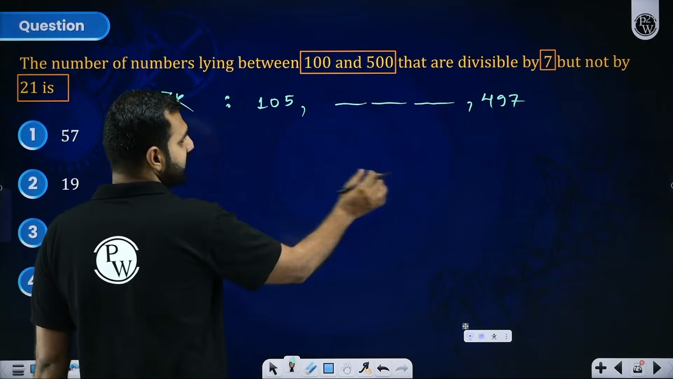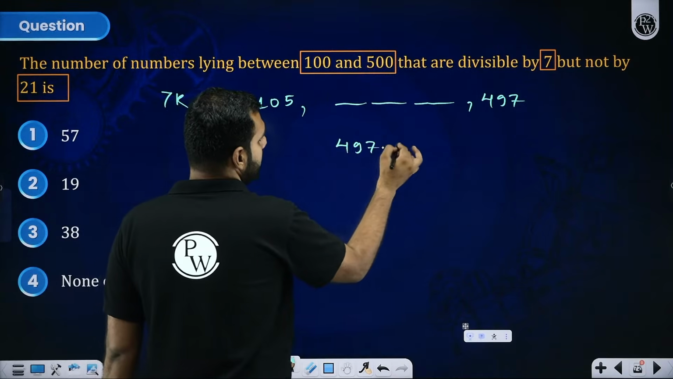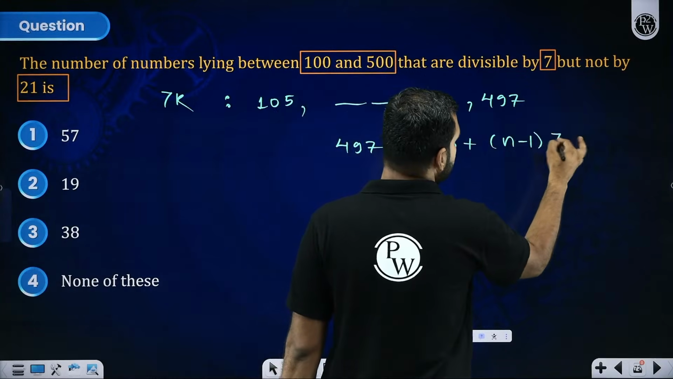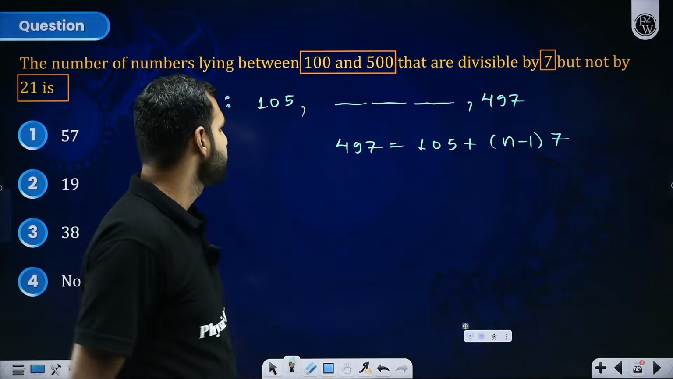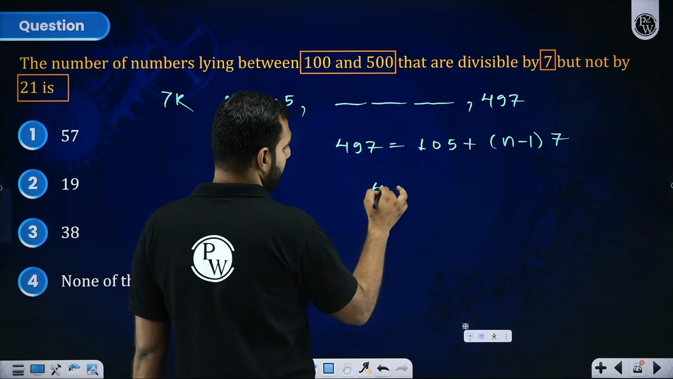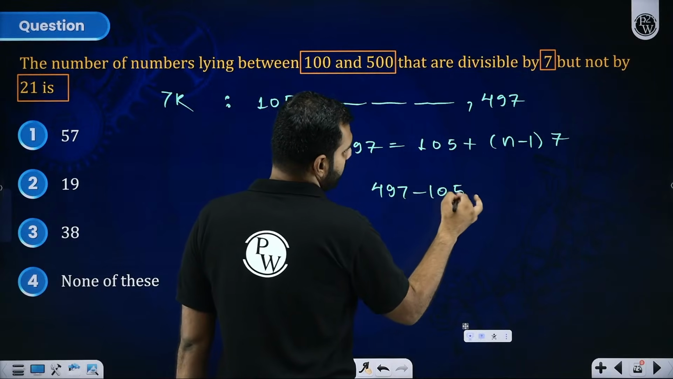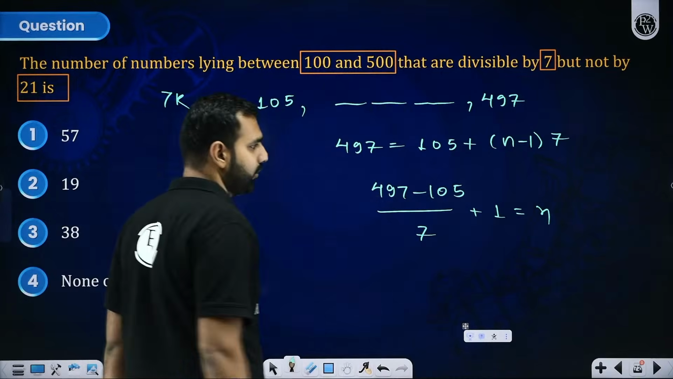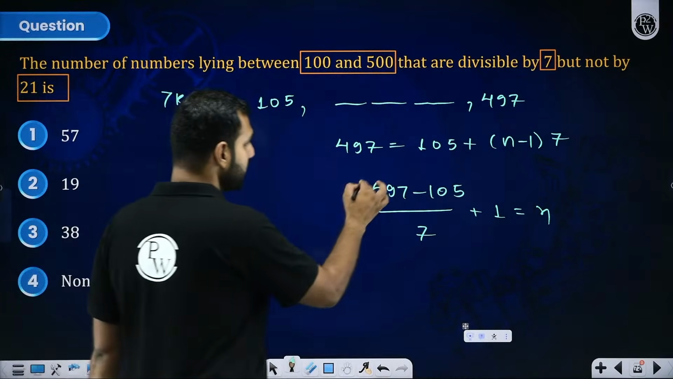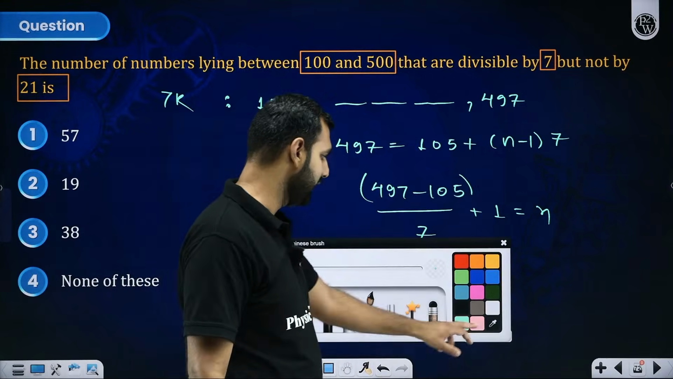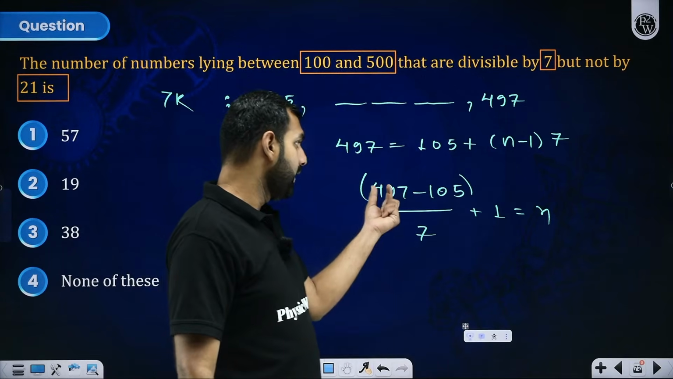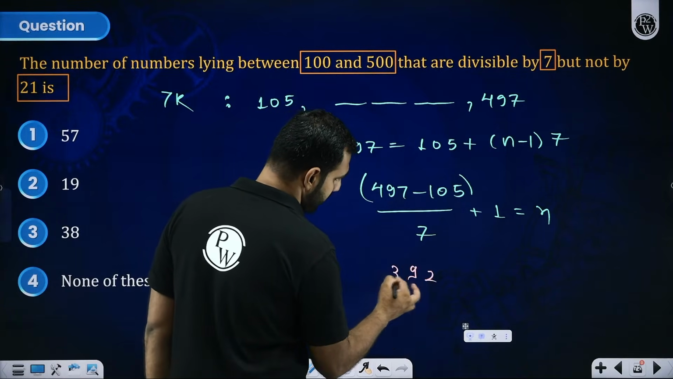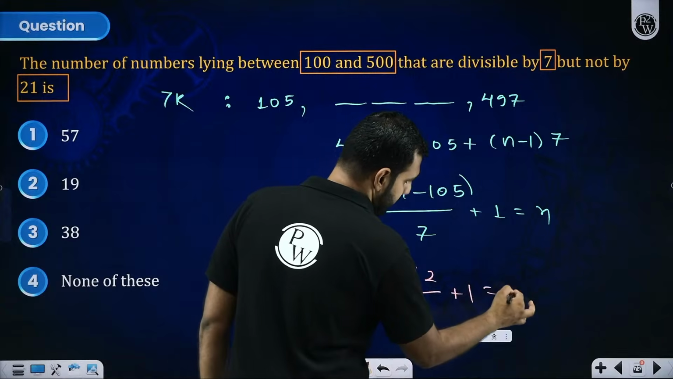Sir, if this is the last term, 497, then it will be equal to first term plus n minus 1 into d. What is d? 7. Yes or no? So 497 minus 105, divided by 7, plus 1 will be the value of n. Yes or no? If I rearrange it like this. Everybody getting this? Now let's quickly do it so that we can get the final answer. Pay attention everyone. 497 minus 105 is how much? 2, 9, 3, yes or no? Divided by 7 plus 1 will be the value of n.